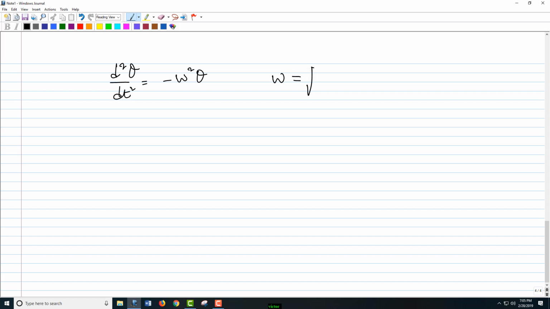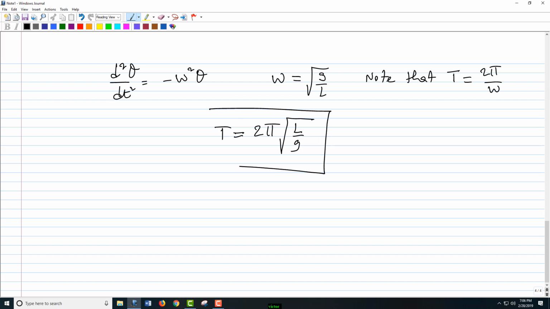Omega is equal to the square root of g over L. Note that the period T of oscillation is equal to 2 pi over omega. So if we write T now to be equal to 2 pi over omega, then we can write T equals 2 pi square root of L over g, where we've just flipped over g over L. So the period of oscillation is therefore T equals 2 pi square root of L over g.